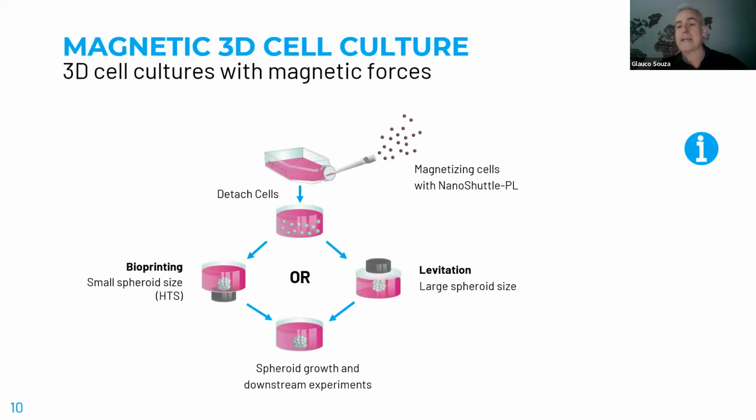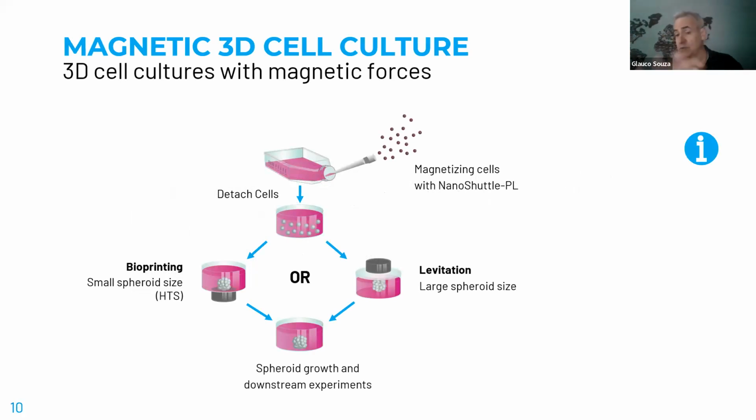And the way we try to make 3D cell culture as simple as 2D is by using magnetic nanoparticles. We magnetize the cells. We decorate the cells with these magnetic nanoparticles. They just interact electrostatically with the cell membrane. It is non-specific, and you only need a few nanoparticles to magnetize the cells.